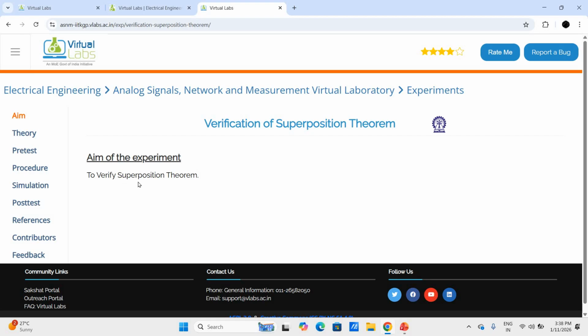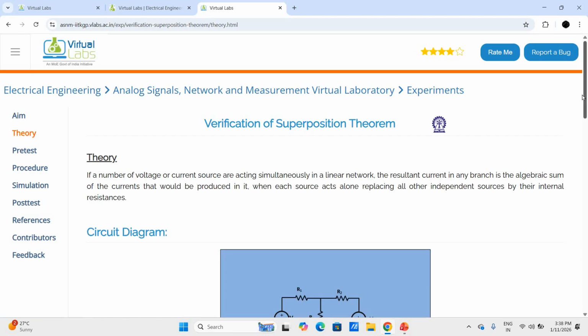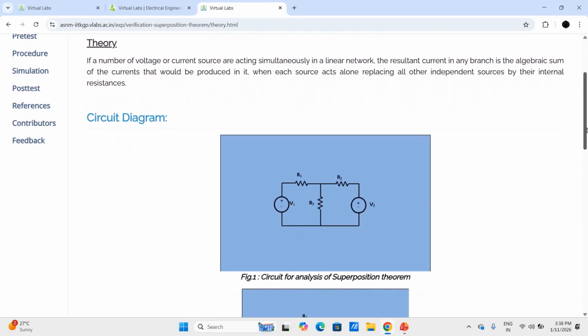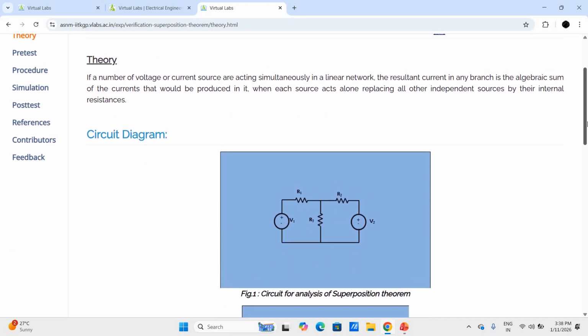So what is the aim of the experiment? To verify the superposition theorem. Regarding the theory, we have already covered it in this video, that is what the superposition theorem is. But again we'll try to understand: if a number of voltage or current sources are acting simultaneously in a linear network, the resultant current in any branch is the algebraic sum of the currents that would be produced in it when each source acts alone, replacing all other independent sources by their internal resistances.